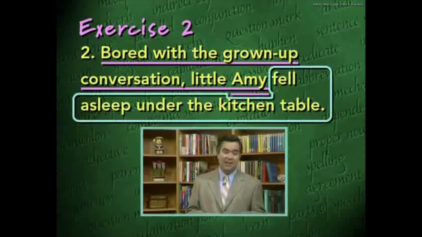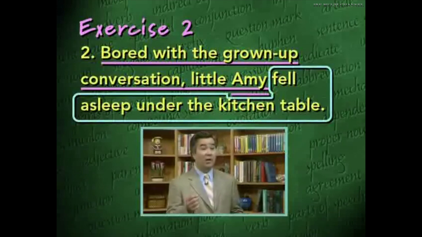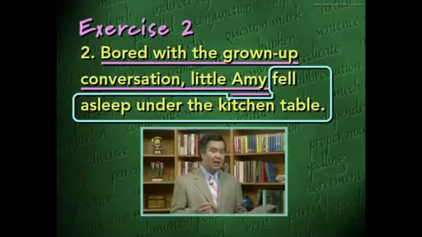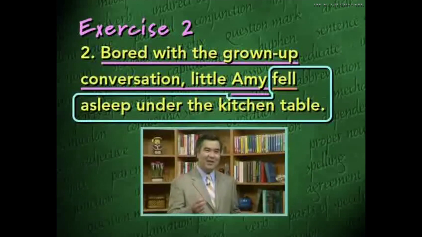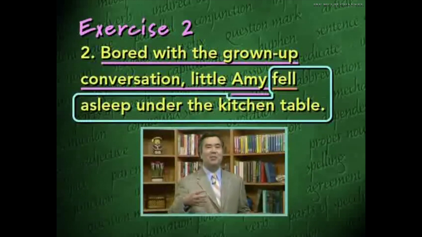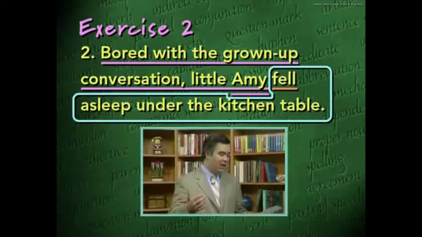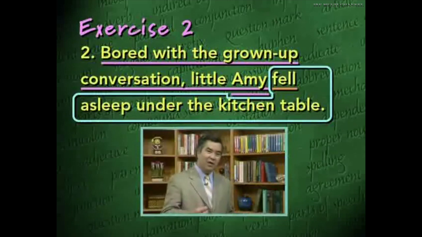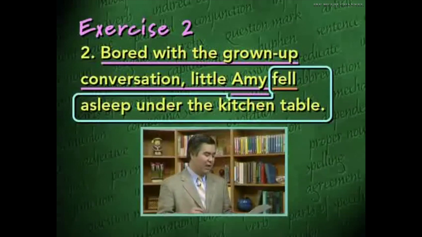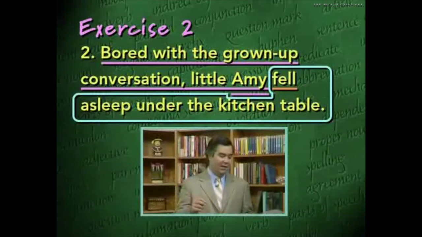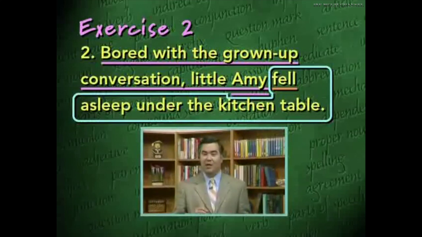The rest of the sentence is the predicate. Fell asleep under the kitchen table. Which word is the verb, the most important word in the predicate? The answer is fell. What did Amy do? She fell. The rest of the words in the predicate give us more information, specifically that she didn't fall off a ledge or off a sofa. She fell asleep. And where did she fall asleep? Under the kitchen table. So the subject is bored with the grown-up conversation, little Amy, and the predicate is fell asleep under the kitchen table. And fell is the most important word in the predicate, the verb.